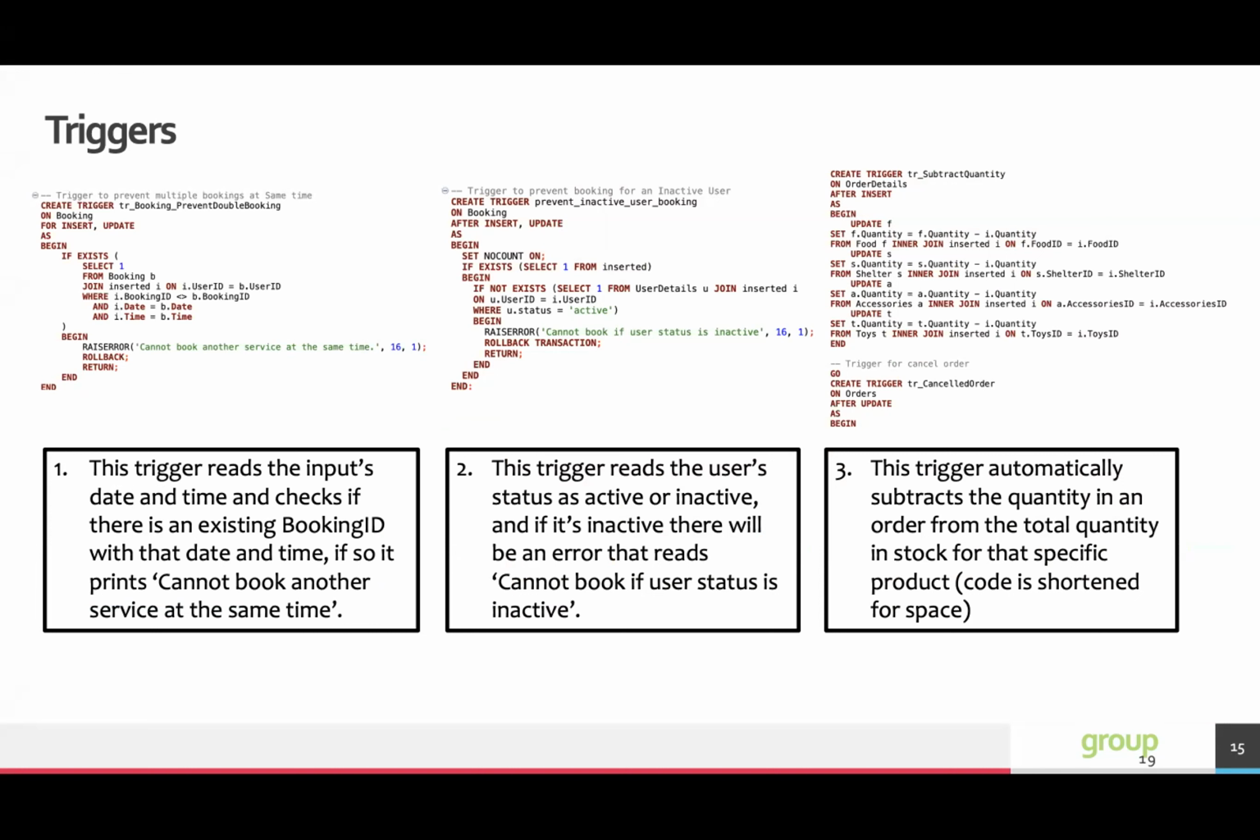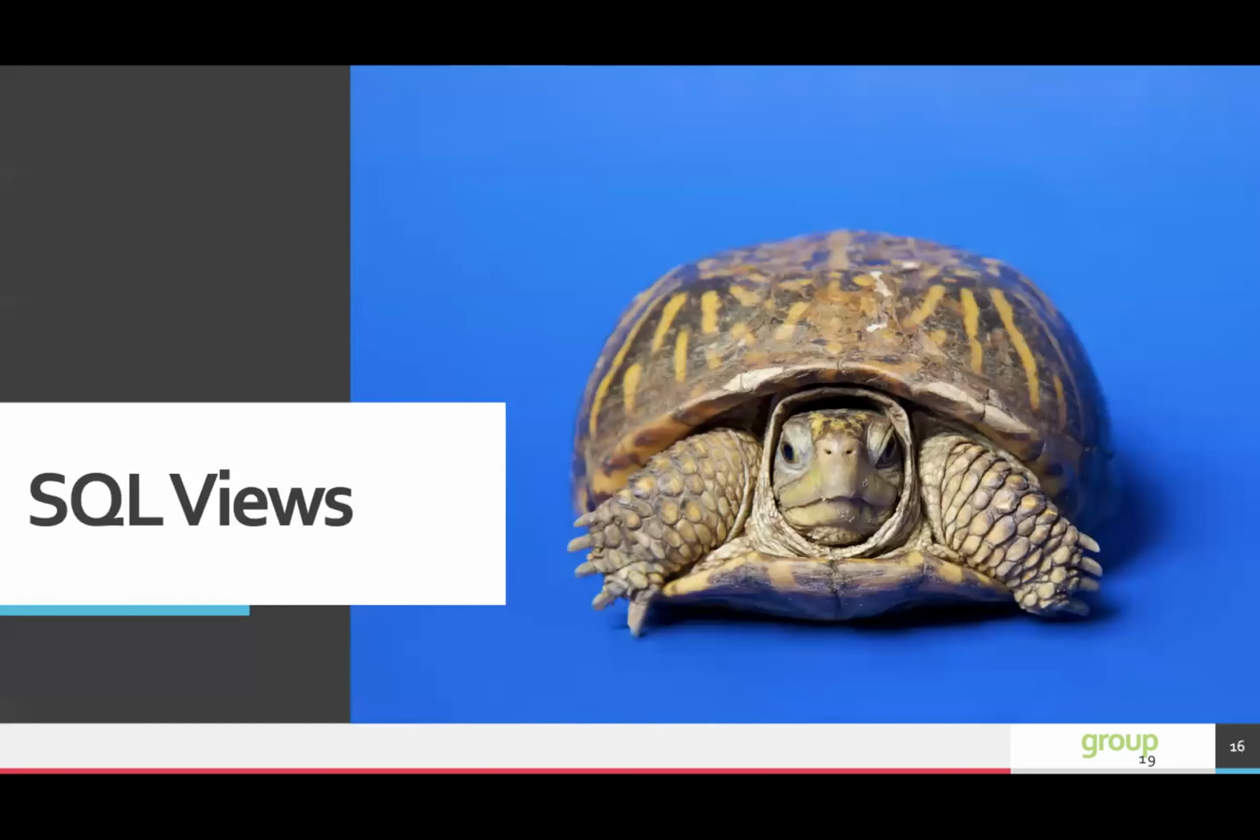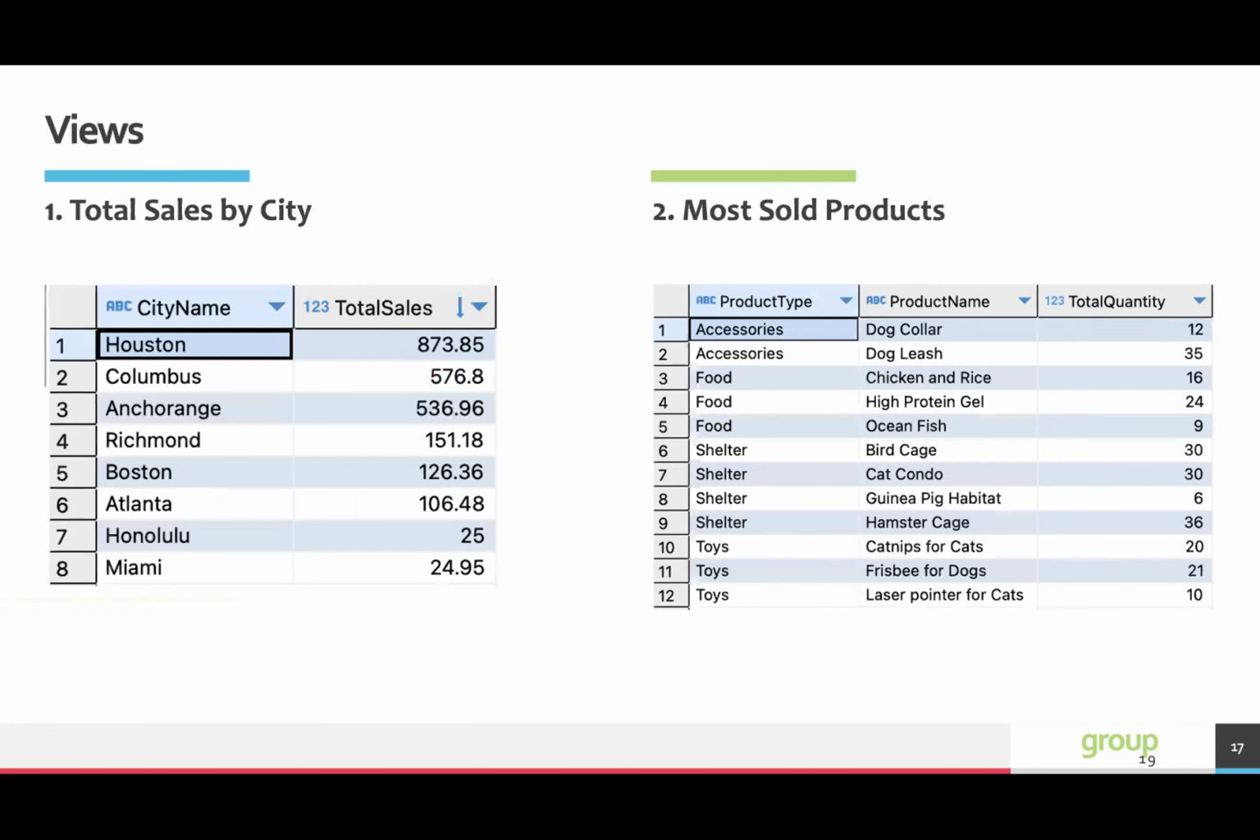And then we have one trigger to manage the inventory, that is how many total products are available in the stocks right now. Then we have created the views as well. So you can see that this first one is to display total sales by city. You can see that for each city, total sales amount is displayed. Then another one is to display the most sold products. So according to each product type, we are displaying how much total quantity has been sold.